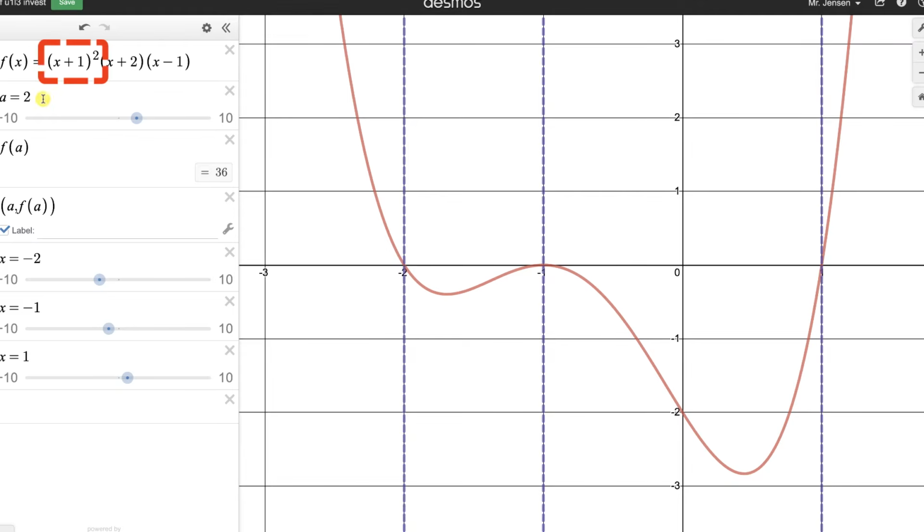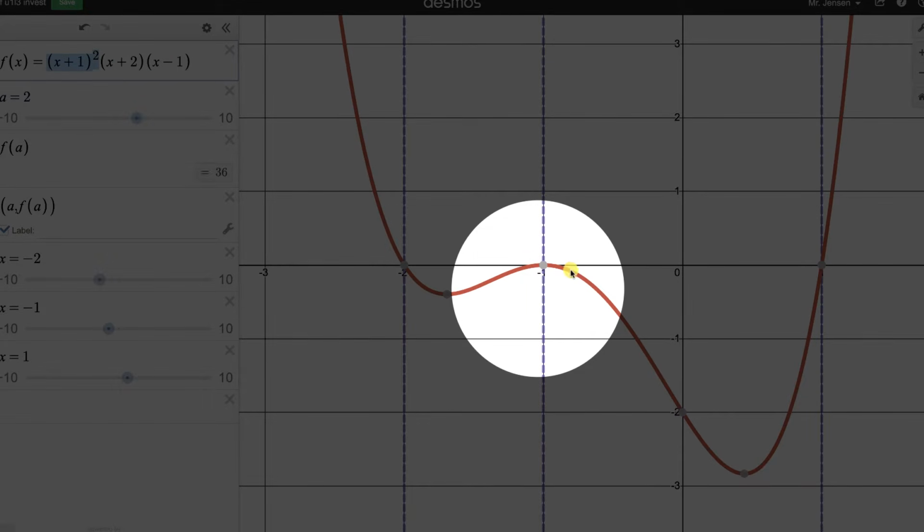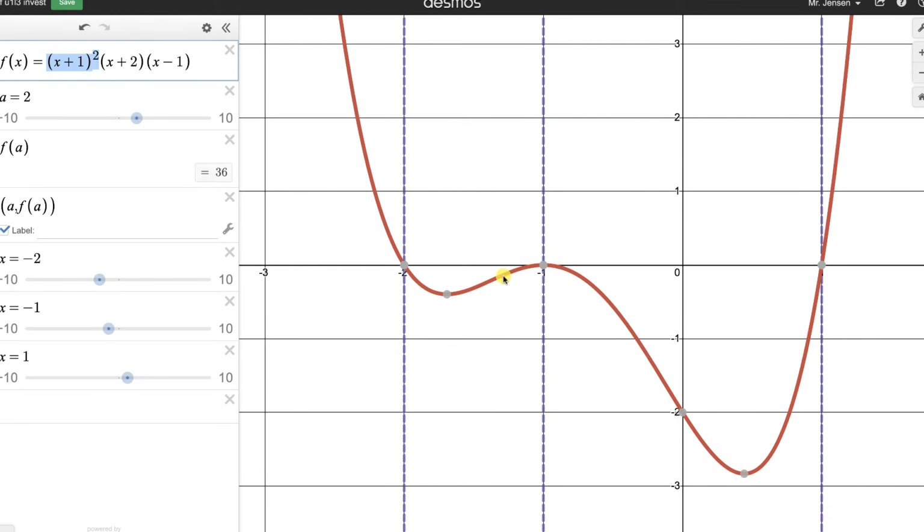And the reason why it does that, well, look at the factor that creates the x-intercept of negative 1. There it is there, x plus 1 squared. It has an exponent of 2 on it. So what happens at the x-intercept of negative 1? It looks like a degree 2 power function. It looks like a parabola. It just bounces off. What happens at the x-intercept depends completely on what the exponent on the factor is that creates that x-intercept. And we call that exponent the order of the x-intercept.